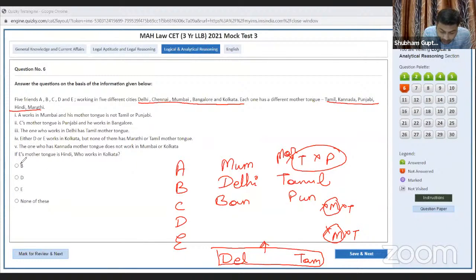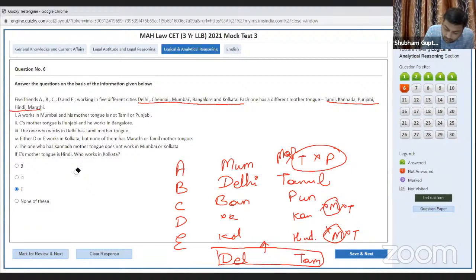Now let's read. If E's mother tongue is Hindi, who works in Kolkata? The one who has Kannada mother tongue does not work in Mumbai or Kolkata. So if this is Hindi, then this would be Kannada. So here Kolkata cannot come. So here Kolkata will come. So this would be E.